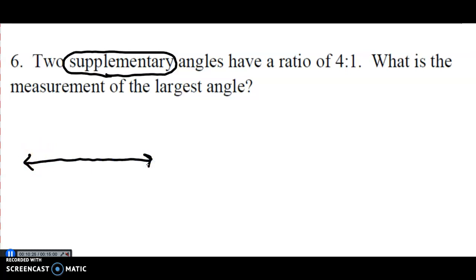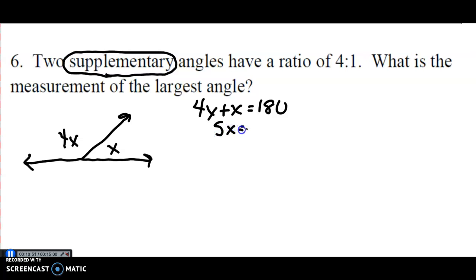And how many angles do I need? I need 2, so I'll split that into 2. Again, this doesn't matter. And their ratio is 4 to 1, so the bigger one would be 4x, the smaller one would be 1x. And we're going to write our equation. 4x plus x is equal to 180 degrees. Combine our like terms. A 4x plus a 1x is 5 total x's. And I would divide them both by 5, and x is going to equal 36 degrees.